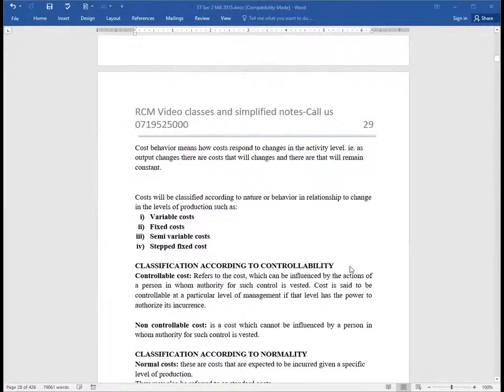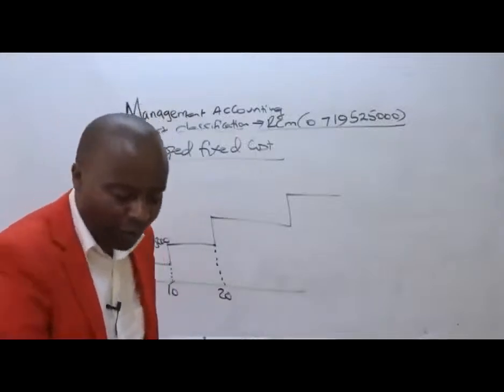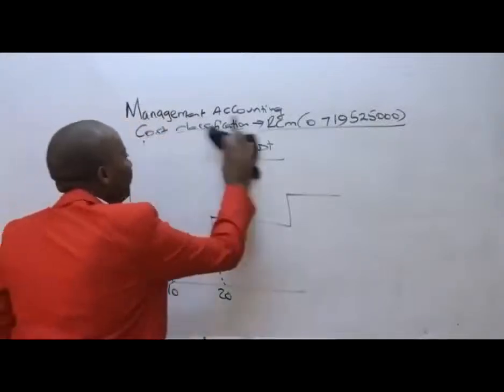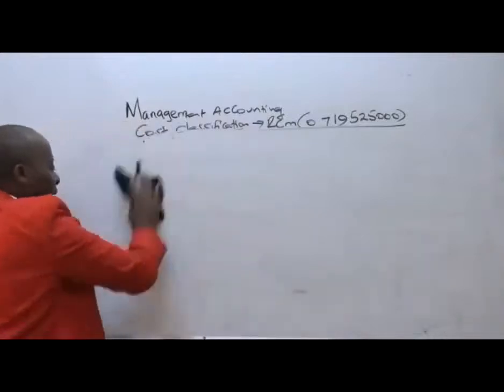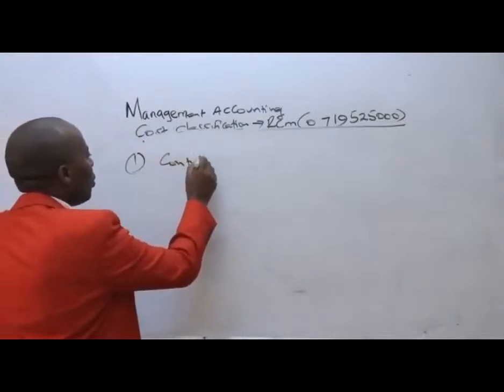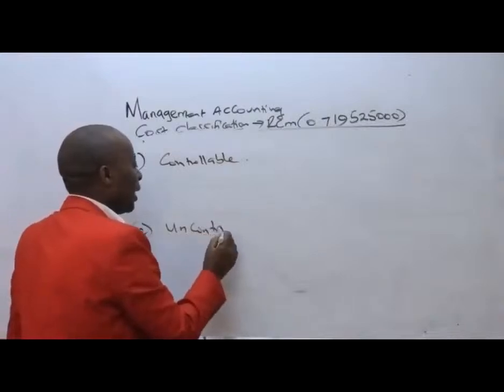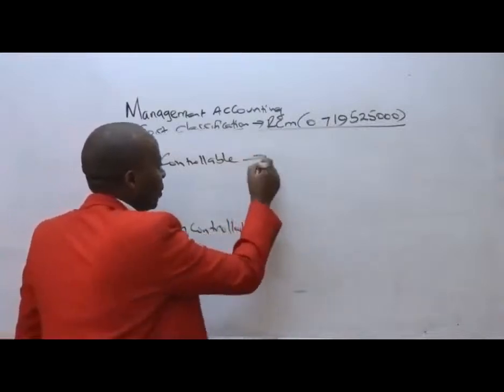So we have classification according to controllability. Under controllability, we shall be having two classes. Which classes are these? Under controllability classification, we are going to be having those costs which are controllable, and those costs which are non-controllable or uncontrollable, as the name suggests.